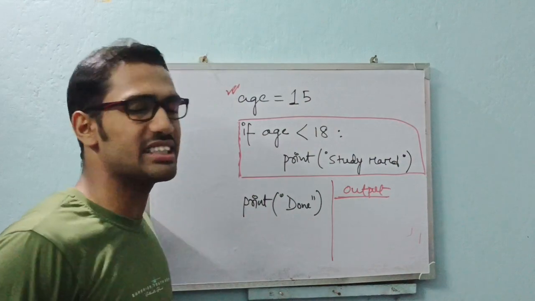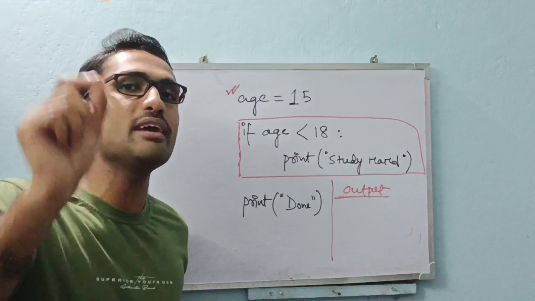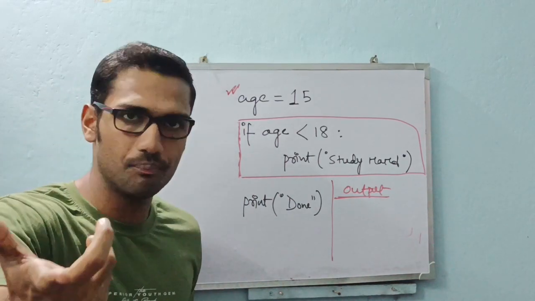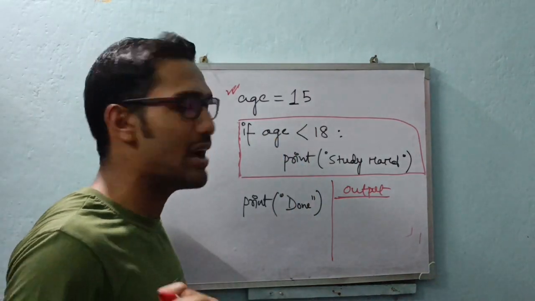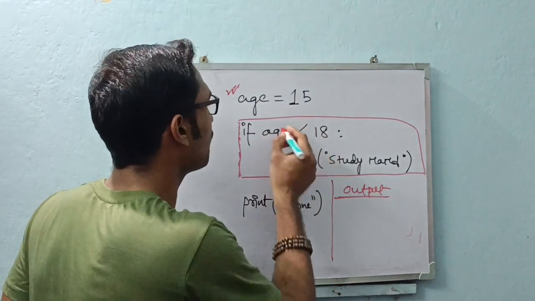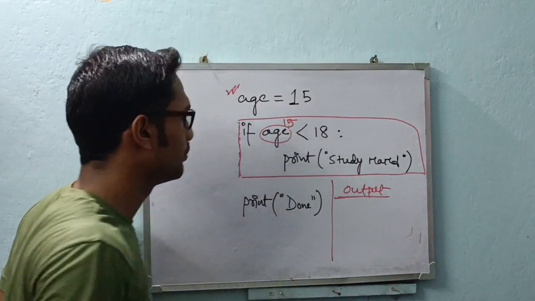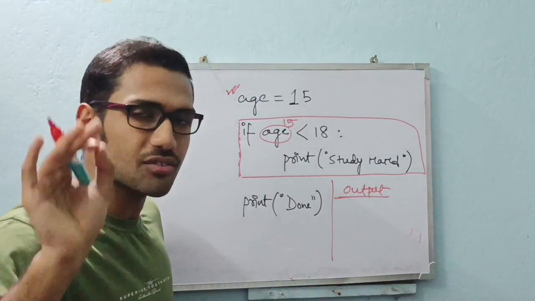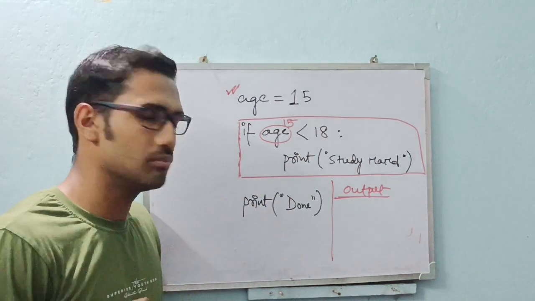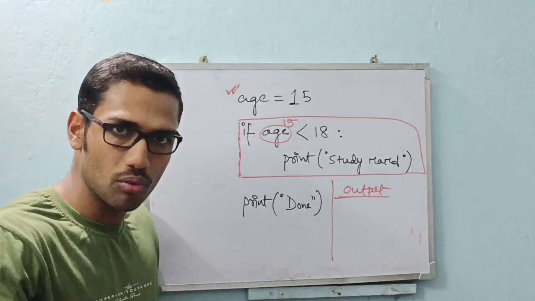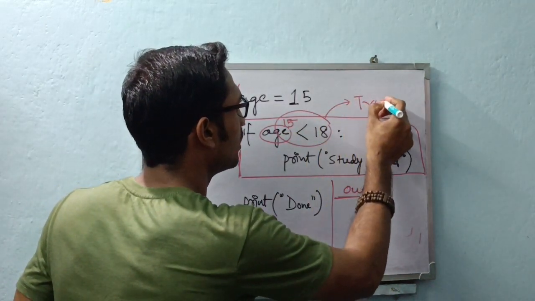According to the if conditional statement, it will execute if and only if the condition evaluates to true. Fine. Now, what is the value of age? The value of age is 15. Now the question is, is 15 less than 18? Yes, it's true. So here the condition is evaluating to true.